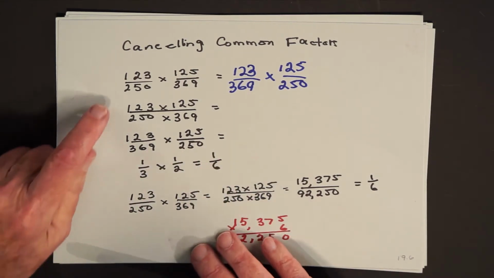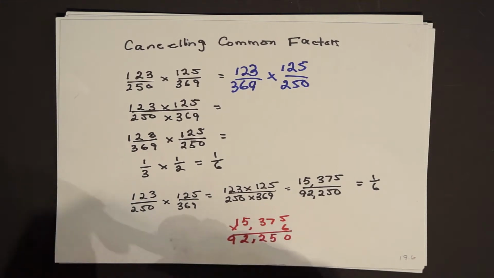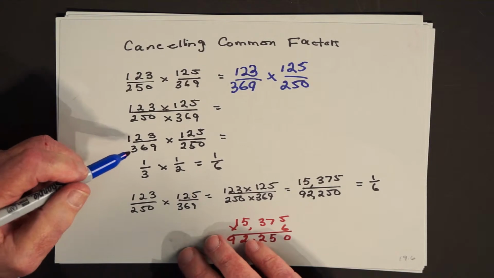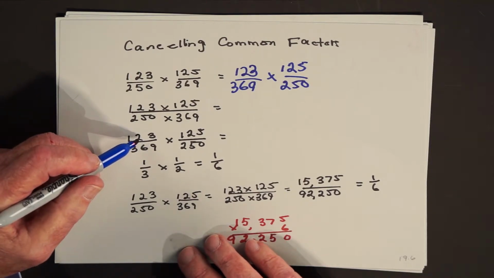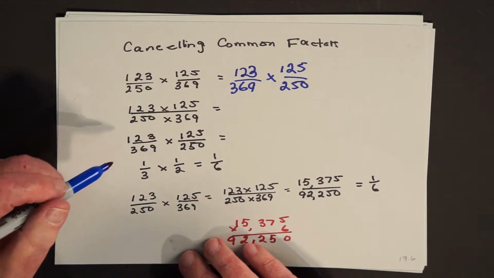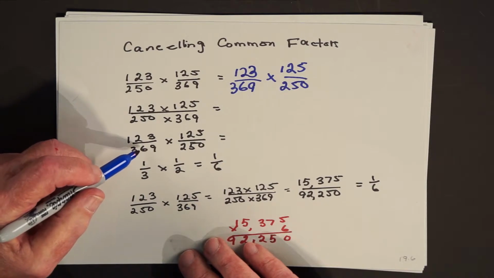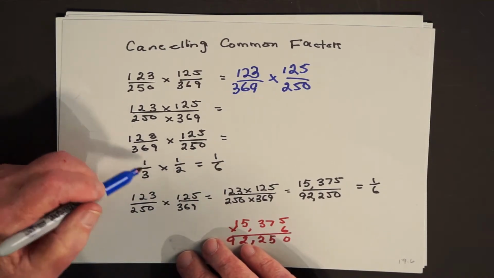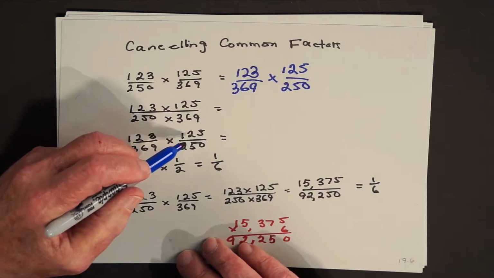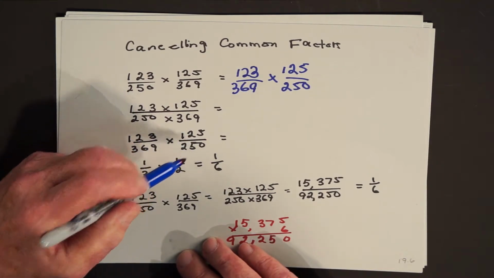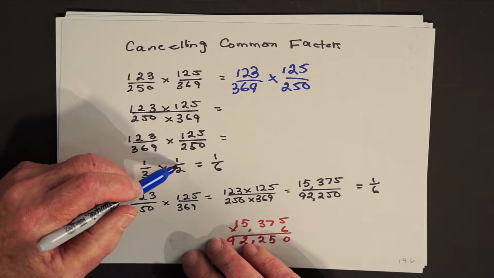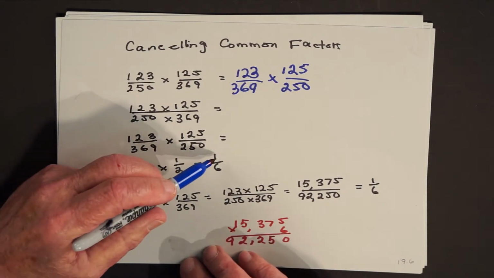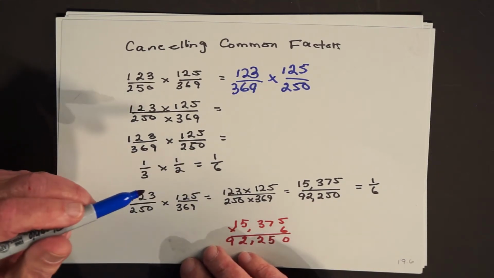Now, what was the effect of doing this? Well, I haven't changed the problem, but if I'm lucky, I notice that 369 is the third multiple of 123. In other words, 123 goes into 369 3 times. So another name for this fraction would be 1/3. 125 times 2 is 250. So another name for this fraction would be 1/2. And so the answer is 1/6.